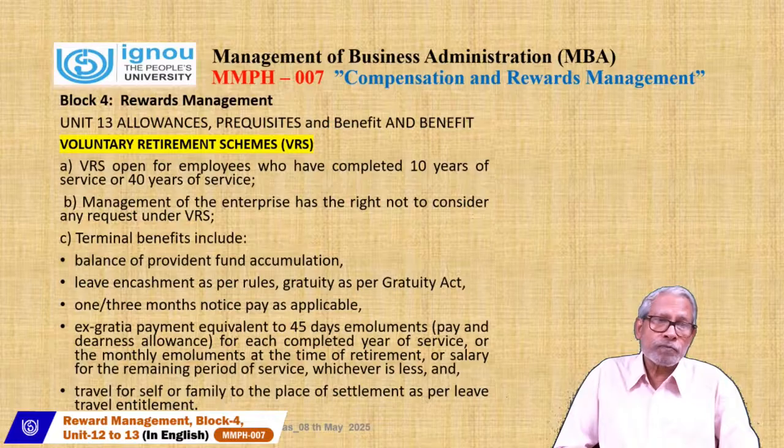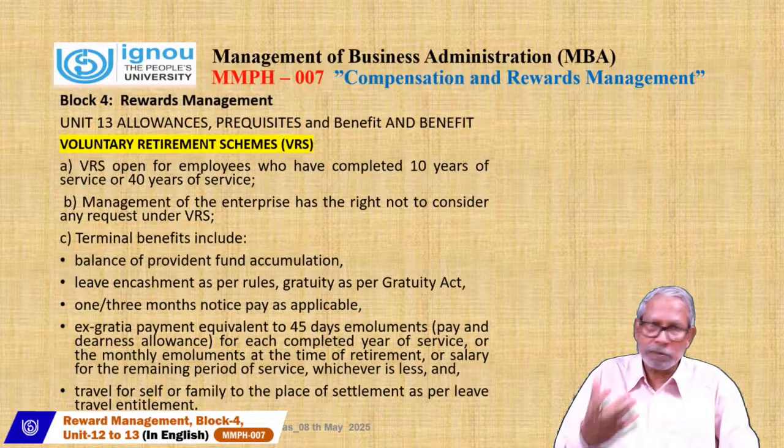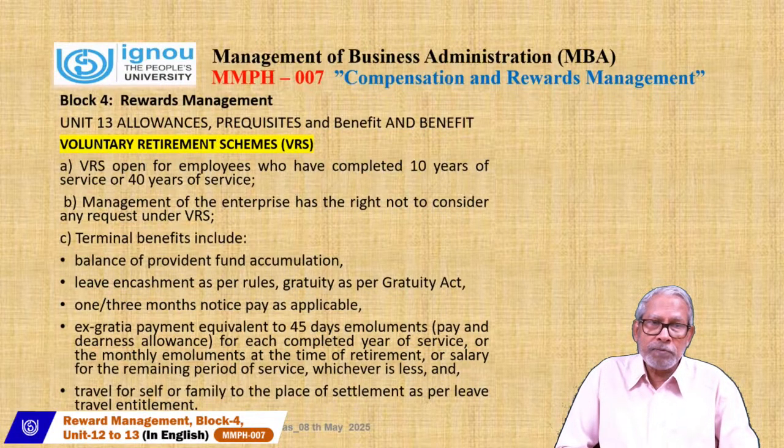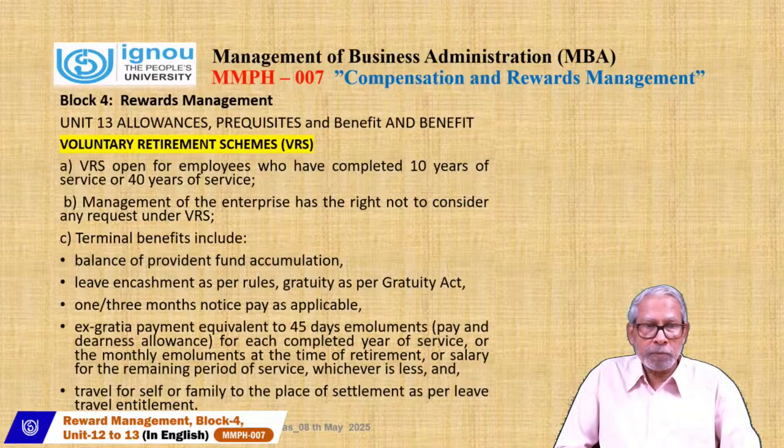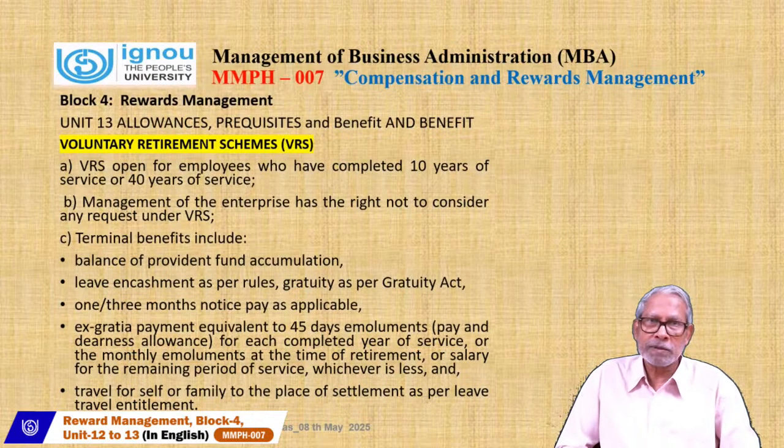Benefits include, when they are terminated, what benefits are given: the balance of the provident fund accumulation, whatever balance is there; then leave encashment as per the rules; gratuity as per the Gratuity Act, which they are supposed to give under the VRS; and 1/3 months of notice may be paid. Ex gratia payment equivalent to 45 days emoluments, pay and DA, for each completed year of service. If it is 5 years of service or 10 years of service, it will be given on a pro rata basis.